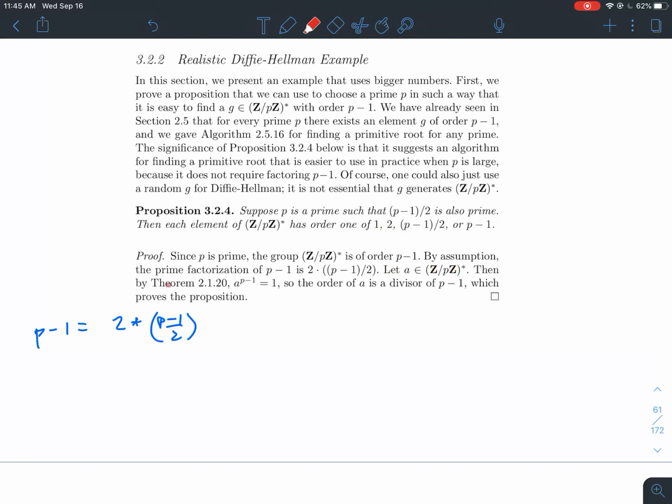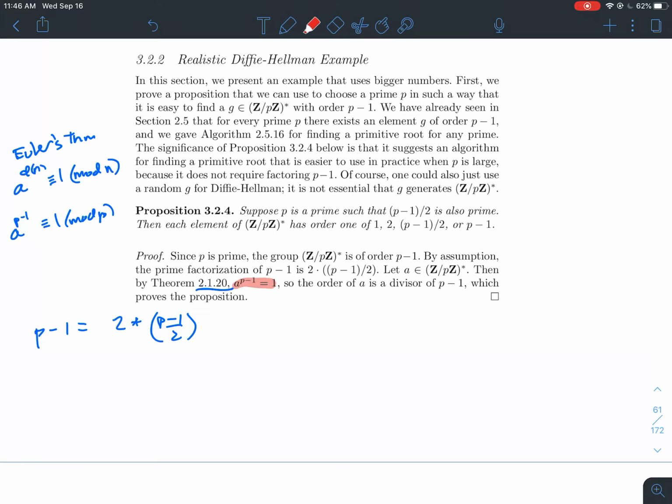Well, what do we know from theorem 2.20? This is Euler's theorem again. Euler's theorem, in general, tells us that a to the phi of n should be equivalent to 1 mod n. In the particular case that n is a prime, phi of n is p minus 1. That should be equivalent to 1 mod p. So that's all we're saying right here: when I raise a to the p minus 1 power, I get 1.